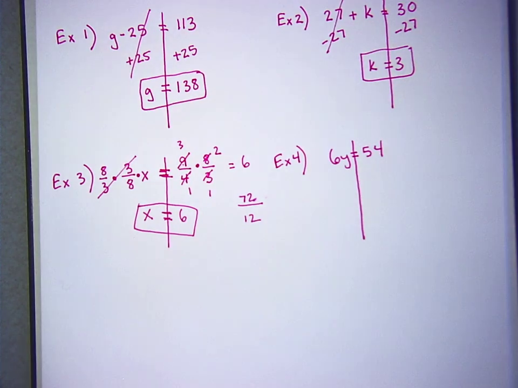Okay, so 6 times y is the opposite, so you divide by 6. You divide 54 by 6.